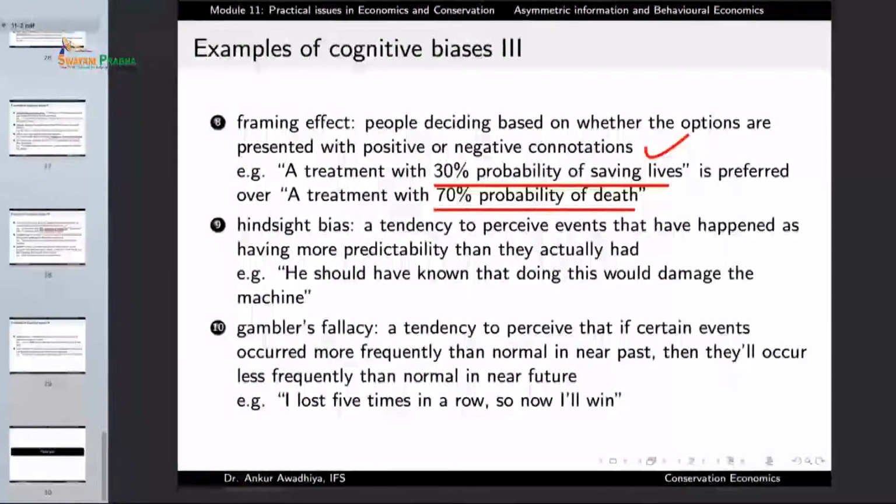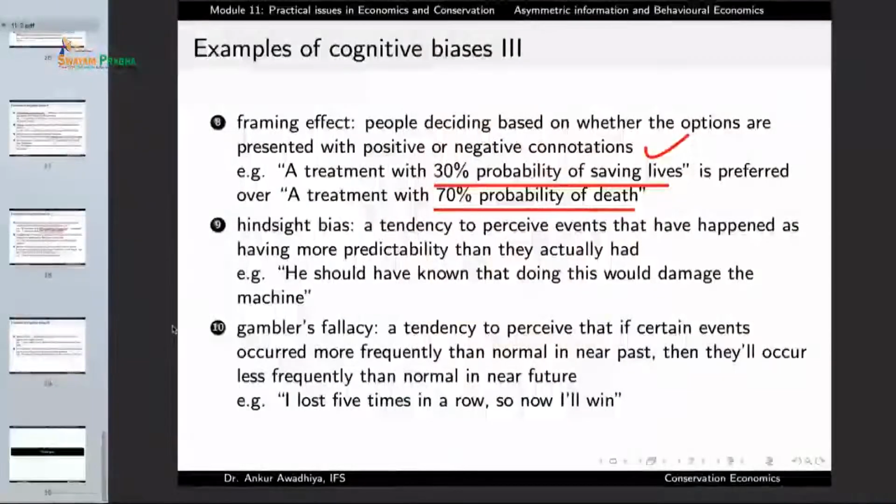Gambler's fallacy, a tendency to perceive that if certain events occurred more frequently than normal in the near past, then they will occur less frequently than normal in the near future. I lost 5 times in a row, so now I'll win. Now, in such cases, people, in a number of cases, they lose out like anything. Because a gambler always thinks that, okay, 5 times I have not won, the sixth time I'll win. The sixth time when he again loses, he will think, oh, I have lost for 6 times, in the seventh time I'll win. This is a cognitive bias.